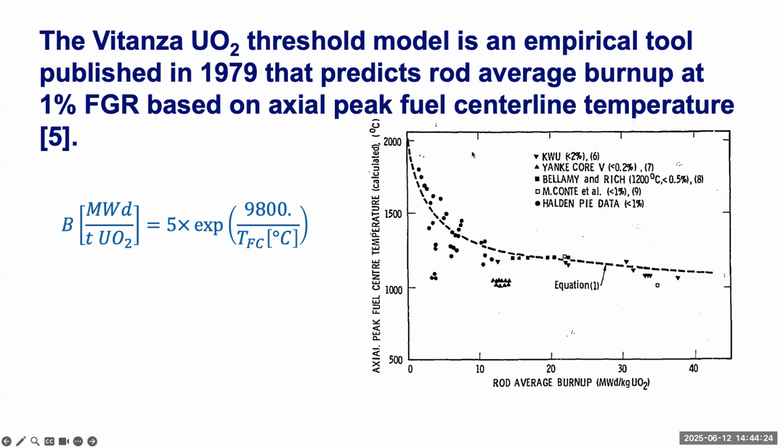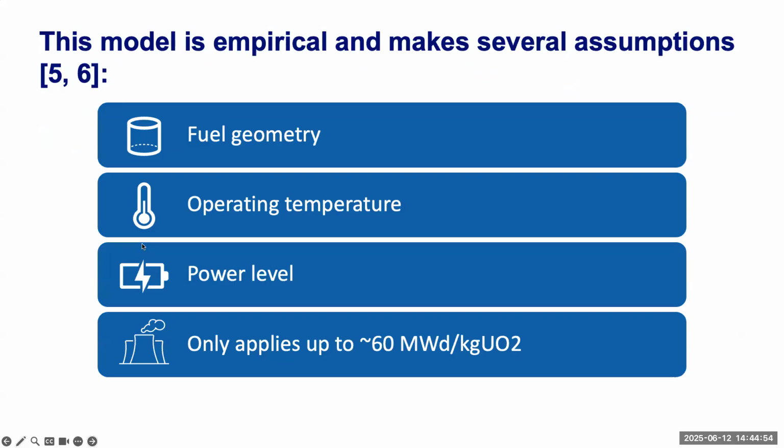Now, it should be noted that a lot of these experiments here actually did not reach exactly 1% fission gas release. The data is actually pretty scattered between less than 2%, 1%, 0.5%, 0.2%. But the approximation that has actually worked fairly successfully for the last few decades is this curve produced by this equation here.